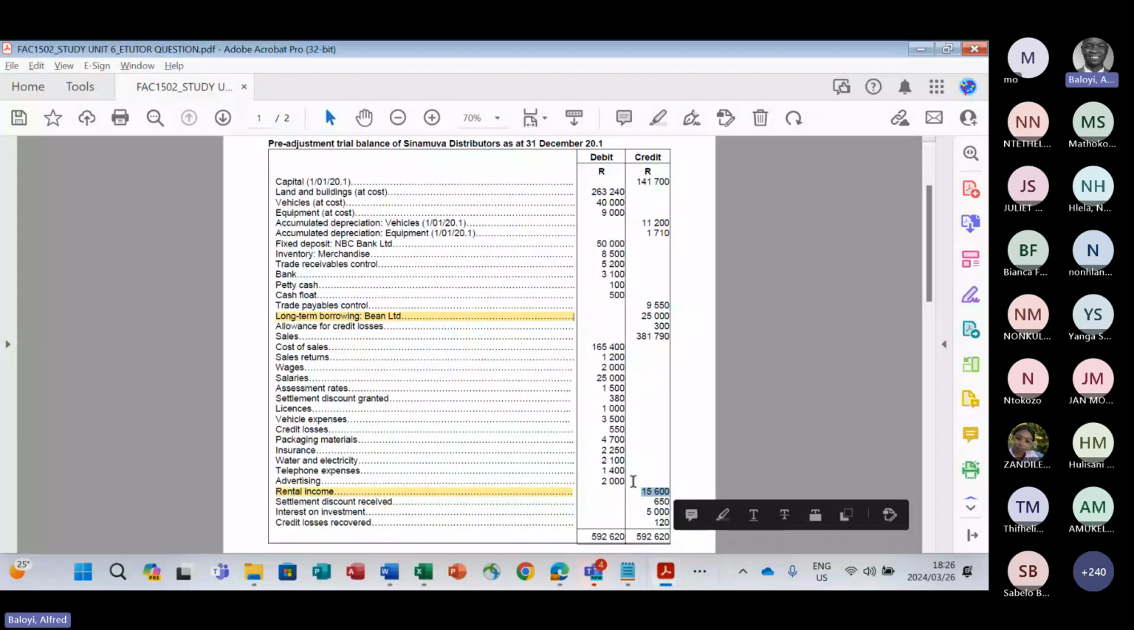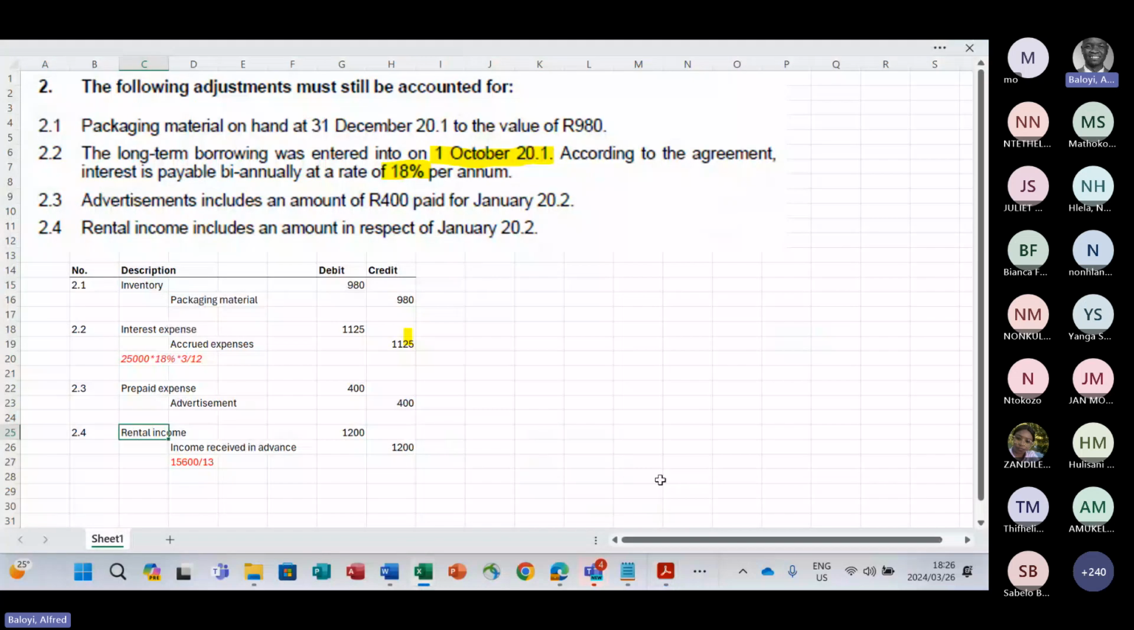So it will say income received in advance, meaning we received income in advance. I hope that makes sense. Yes, sir. I understand. All right.